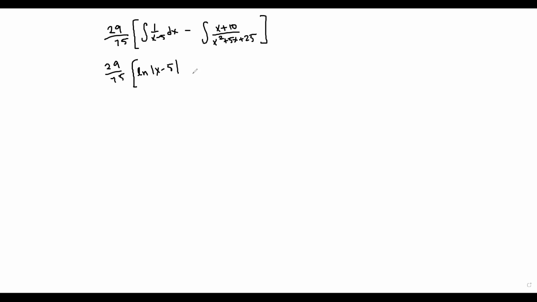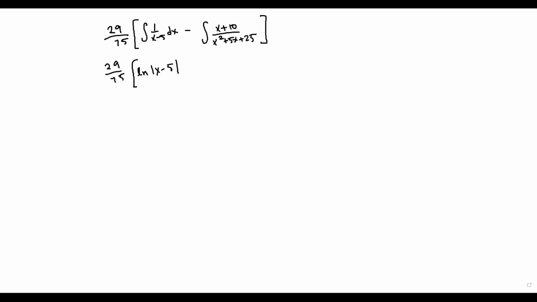The problem we actually have is the x plus 10 divided by x squared plus 5x plus 25, because there's some stuff wrong that makes things a little tricky here. We can't do a simple u-sub, because if we make u equal to x squared plus 5x plus 25, then du would be 2x plus 5, and we have x plus 10. So that doesn't really seem to help us out very much.